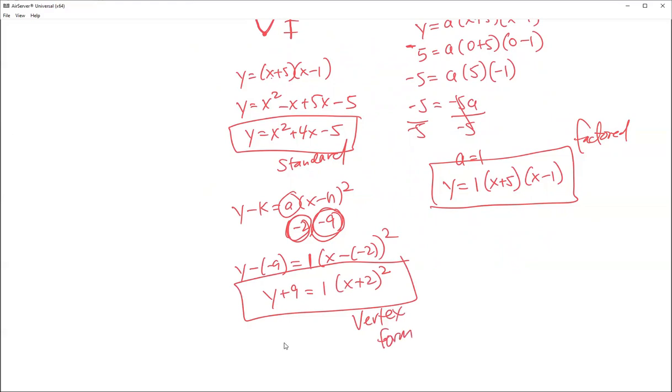All right, let me turn off the Zoom. There we go.